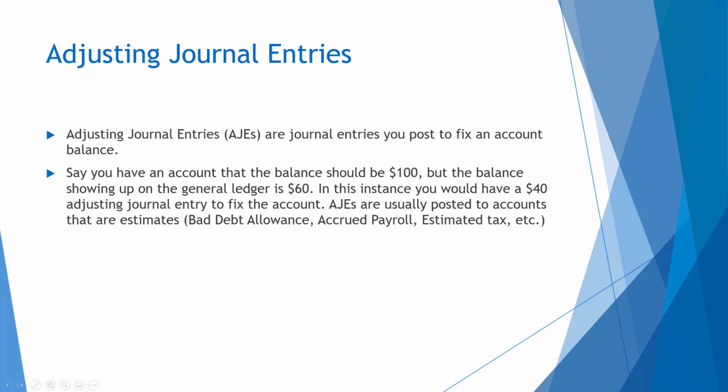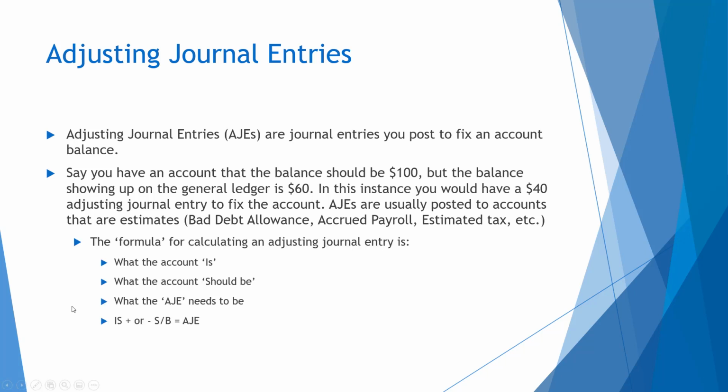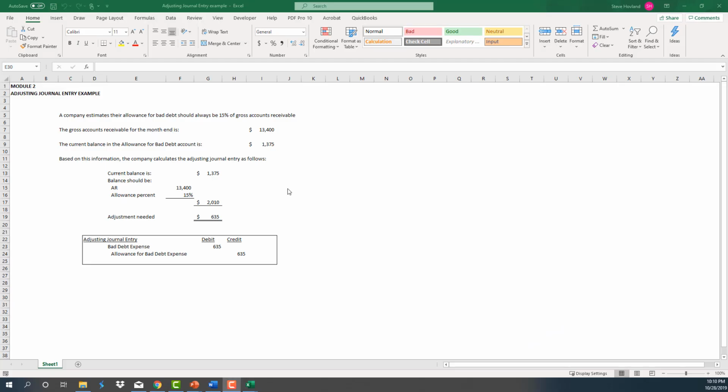So let's take a look at what the formula is. The formula for calculating an adjusting journal entry is what the account is, what the account should be, and then that gets your AJE. Or as they say, is what it is, what it should be, here's your AJE. Let's take a quick look at an example on adjusting journal entries, and I'll walk you through it.